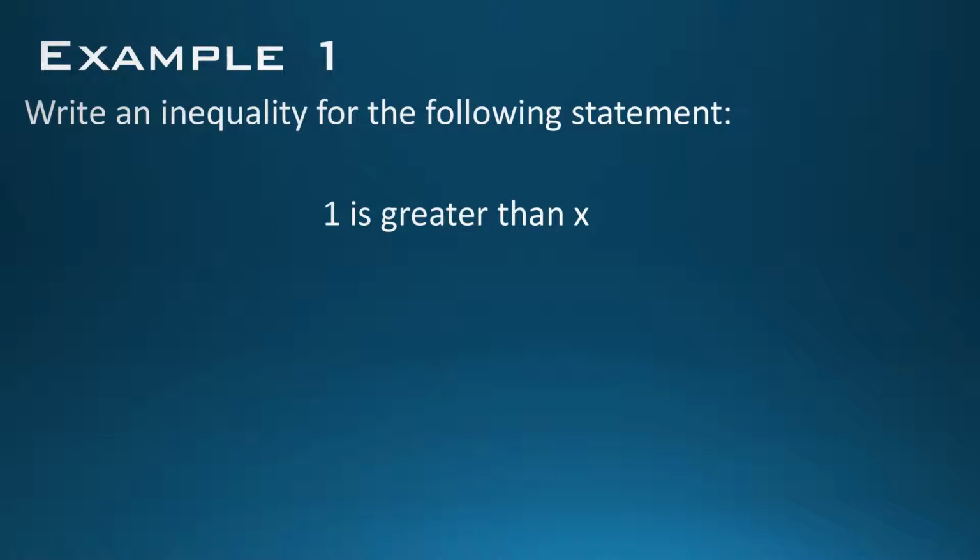Write an inequality for the following statement. Now this one seems pretty simple, so let's go ahead and dive right in. 1 is greater than x. Well, we know what we've got to deal with here. First we've got a 1, we've got the greater than symbol, and then we have an x. So 1 is greater than x. That's pretty simple. You can also rewrite it the other direction if you wanted to, but we have to make sure that we move everything properly and move the inequality symbol the other direction. It could be written as x is less than 1.